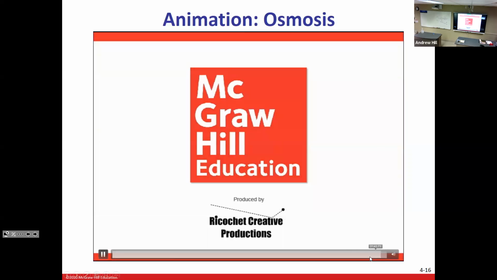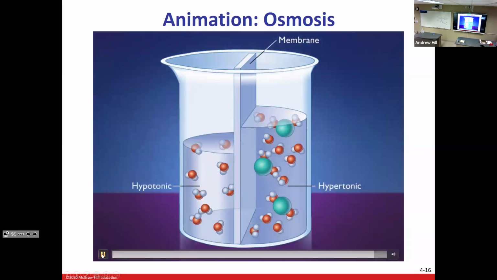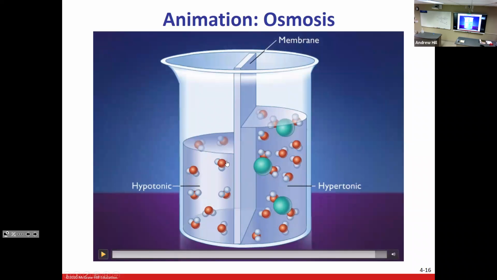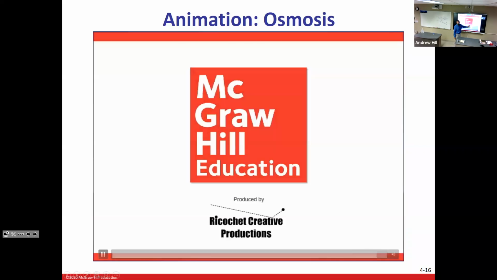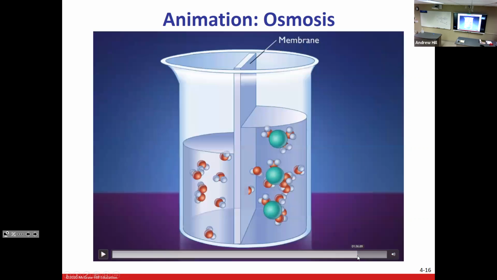Okay, so there's kind of an interesting thing. Let me just stop the video here. People see that the water concentration was initially higher on one side than the other, right? And water moved down its concentration gradient just by diffusion across the membrane. And whoops, it's touch sensitive. So then the water moved up.